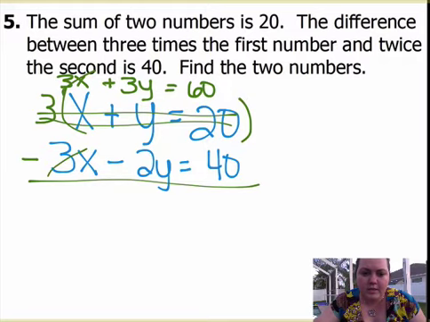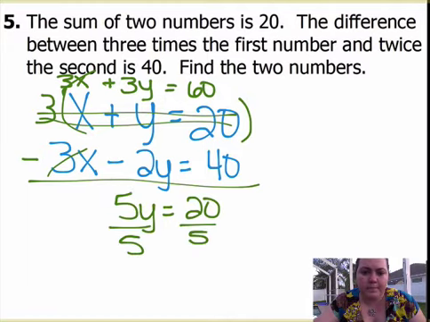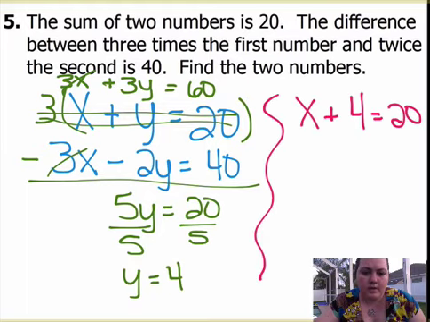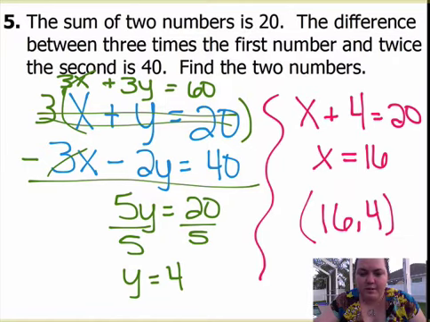The 3x's cancel. 3y minus negative 2y is going to give me 5y. 60 minus 40 is 20. So y equals 4. Then I have x plus y equals 20. I'm plugging in 4 for y. So I get x equals 16. So I have (16, 4) as my answer.